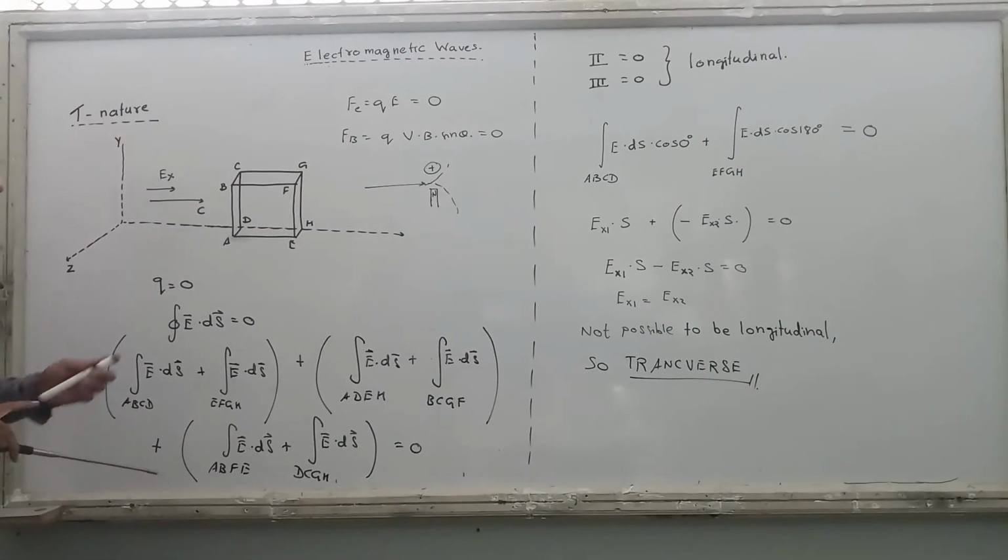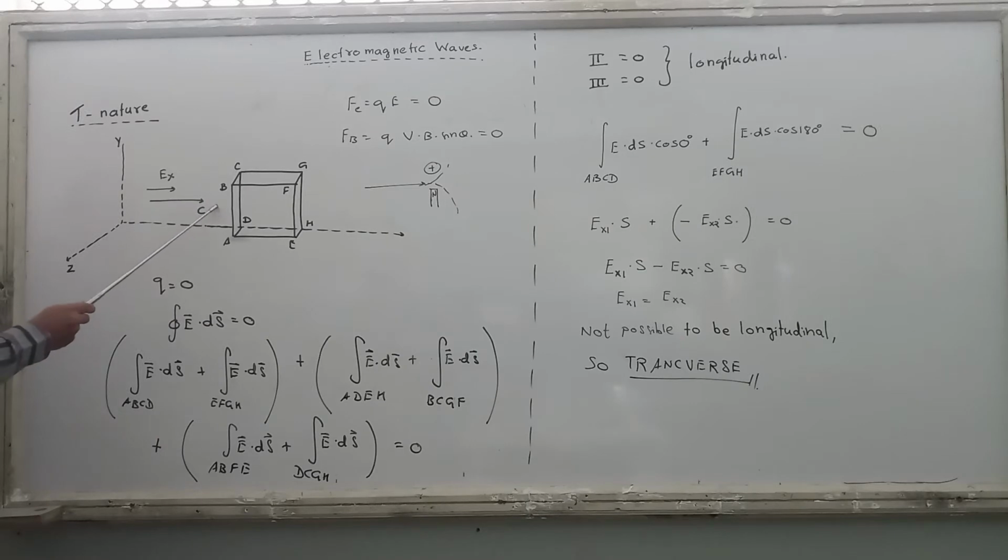Okay, this was one property. Now let us get started. In this cuboid, the electromagnetic waves will enter from this surface and they will come out from this surface. Here again, the electric field will be present on this surface, that is ABCD, and on this surface. The value of electric field has to be different.